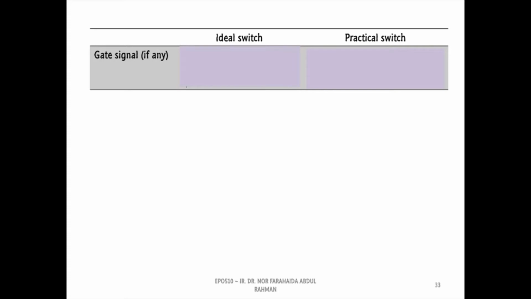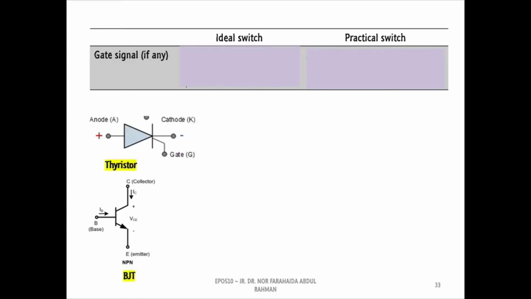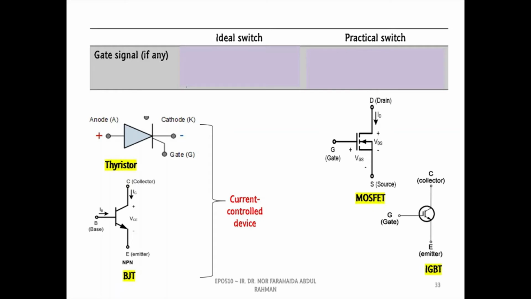Regarding the type of gate signals, thyristors and BJTs require current signals to turn on. Hence, they are known as current-controlled devices. Meanwhile, MOSFETs and IGBTs need voltage signals to turn on, and they are called voltage-controlled devices.